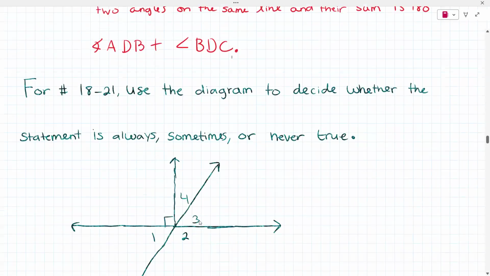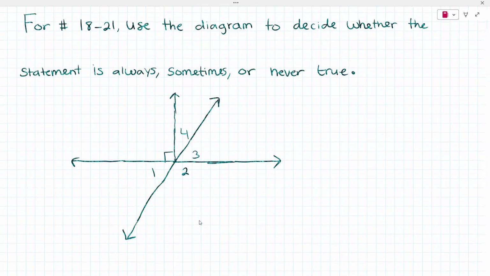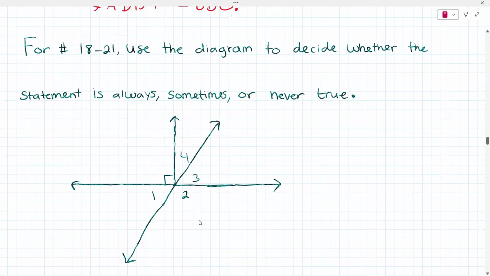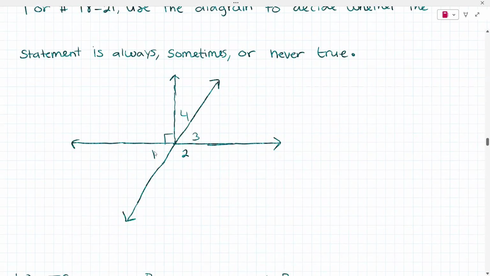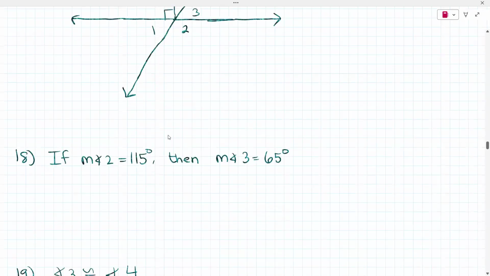Okay. For 18 through 21, use a diagram to decide whether the statement is always, sometimes, or never true. So we have angle 1, 2, 3, 4, and then this 90 degree. So 18 says, if angle 2 is 115, then angle 3 should equal 65. Is that always, sometimes, or never true?